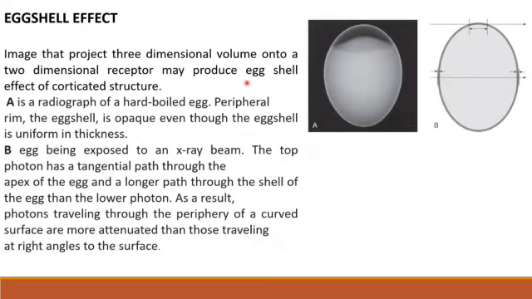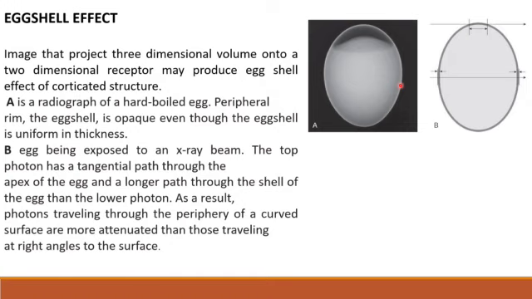So we'll see about the eggshell effect. The image that projects a three-dimensional volume onto a two-dimensional receptor may produce an eggshell effect of corticated structure. So here we have an example. Picture A is a radiograph of a hard-boiled egg. We can see that the peripheral rim, the eggshell, is opaque, even though the eggshell is uniform in thickness, because all throughout the shell the thickness is going to be the same, but we could see that the periphery alone shows a rimming.